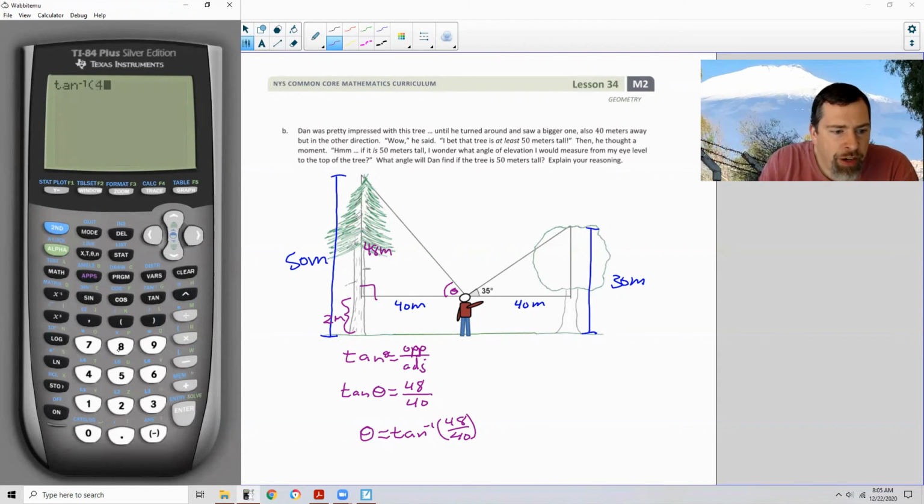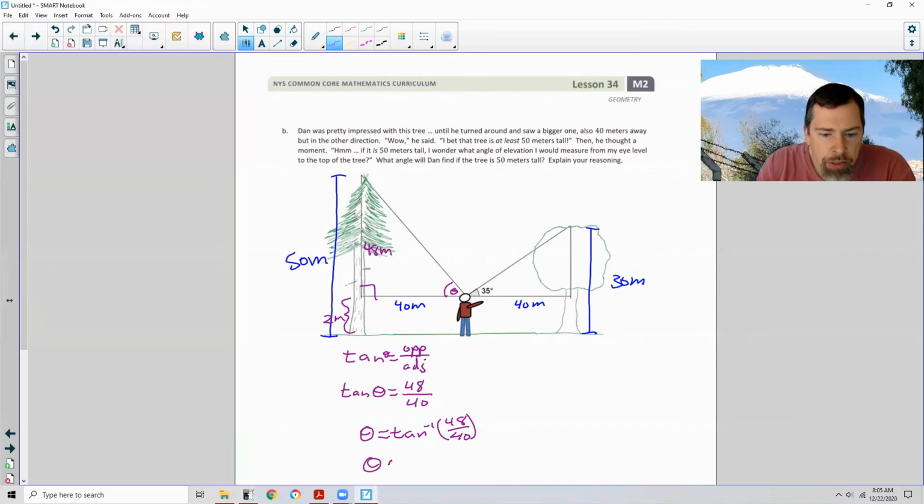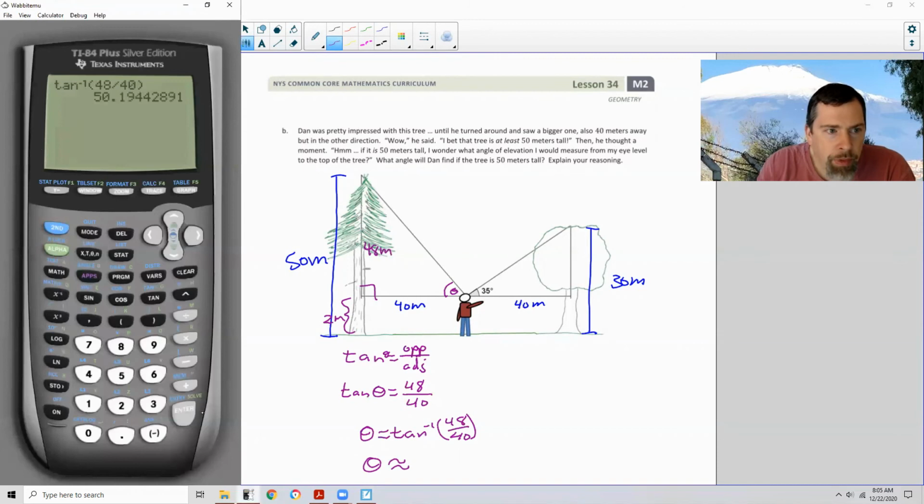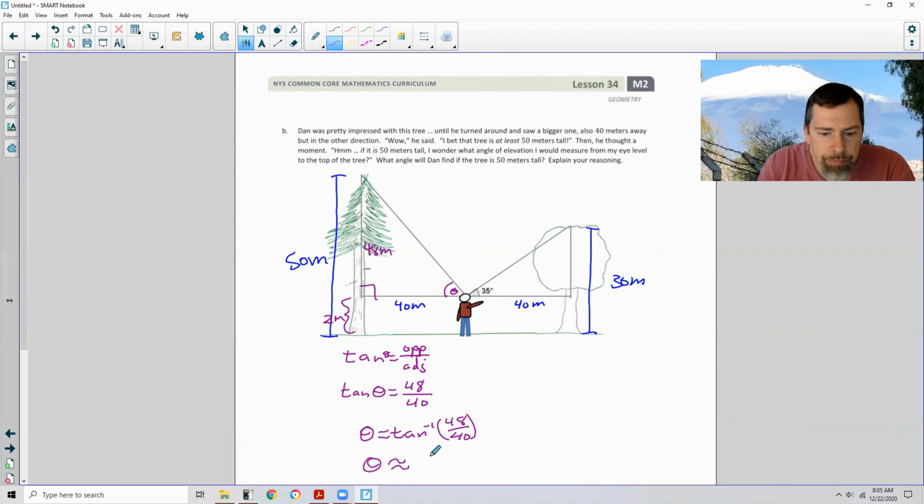And then I put my fraction in, 48 divided by 40, and that will give me an angle approximation of theta is approximately 50 degrees. Okay, and we are done.